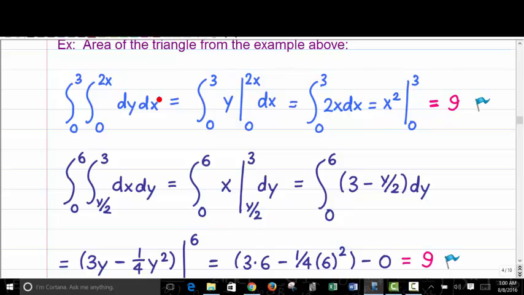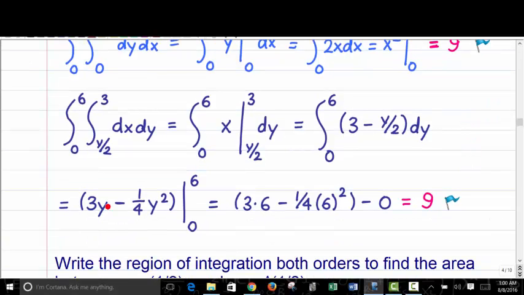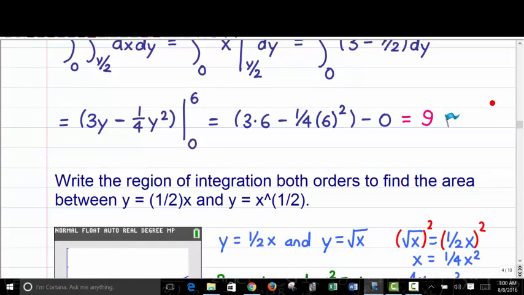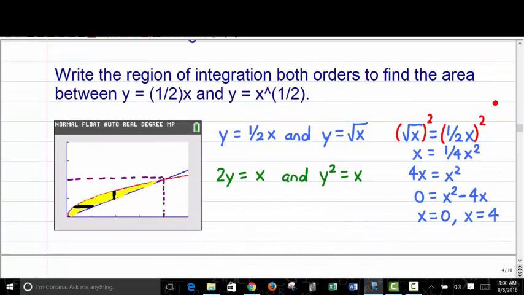It's pretty easy. For example, the antiderivative of dy would just be y, so you put in 2x minus 0, and that gives you 2x, and the antiderivative of 2x would be x squared. From 0 to 3, 3 squared minus 0 squared would be 9. The one down here is just a little more involved because you have a subtraction step, but it yields the same result. 9 represents the area of that triangle, so I'm pretty sure these are set up properly. Now let's see what this one says.